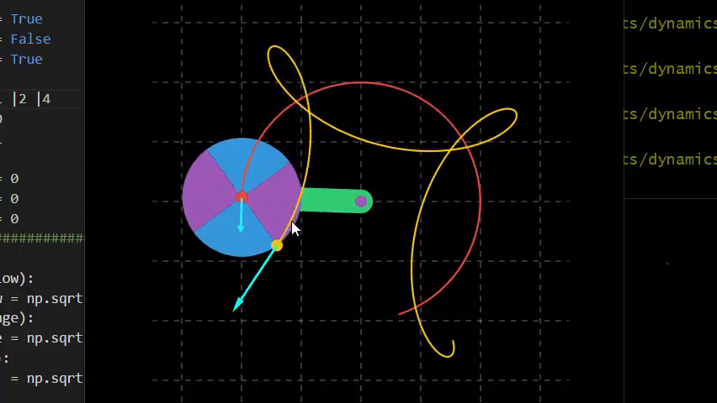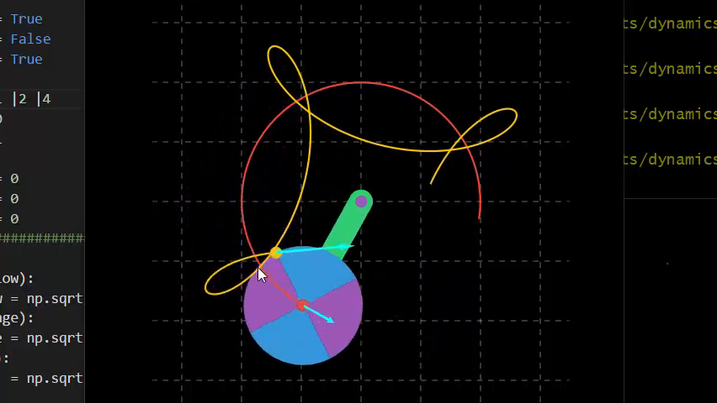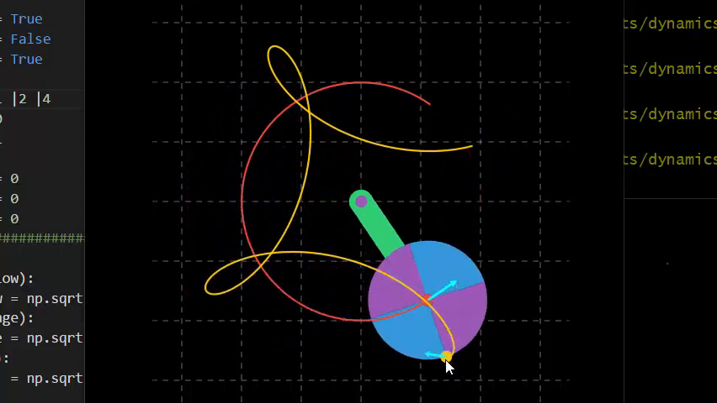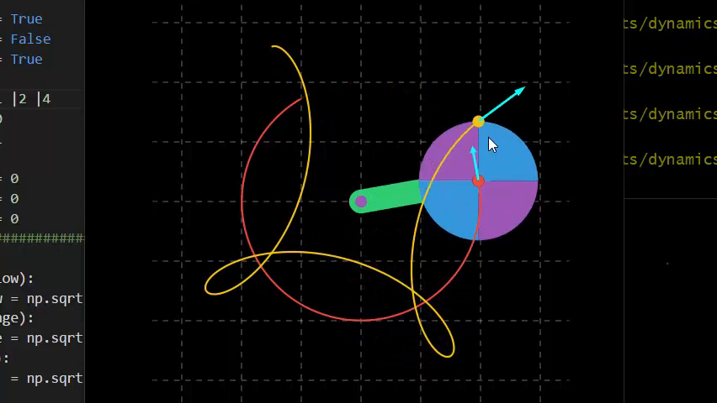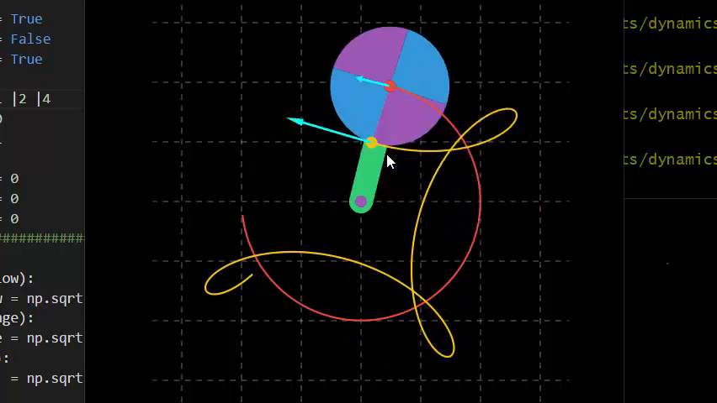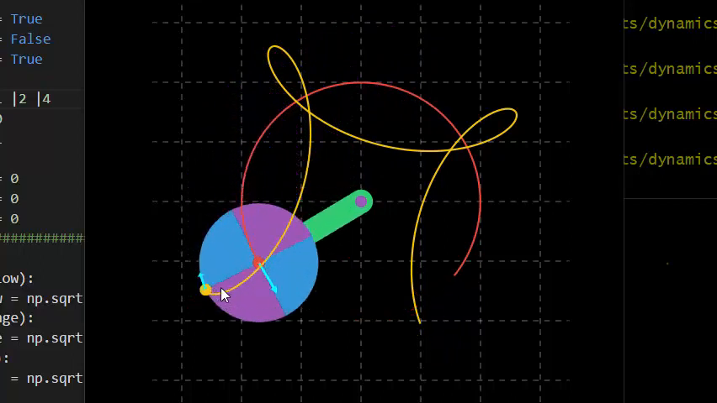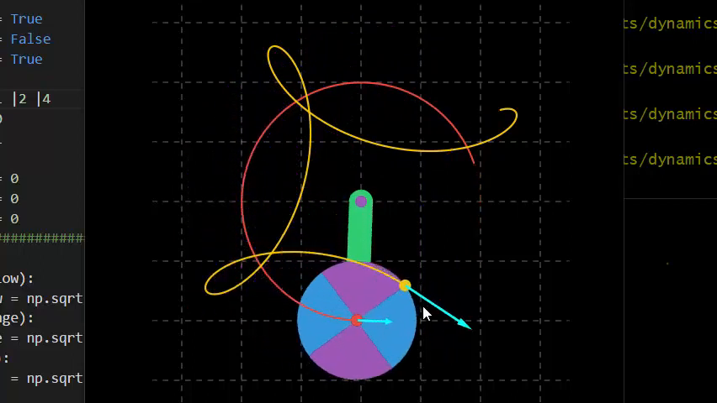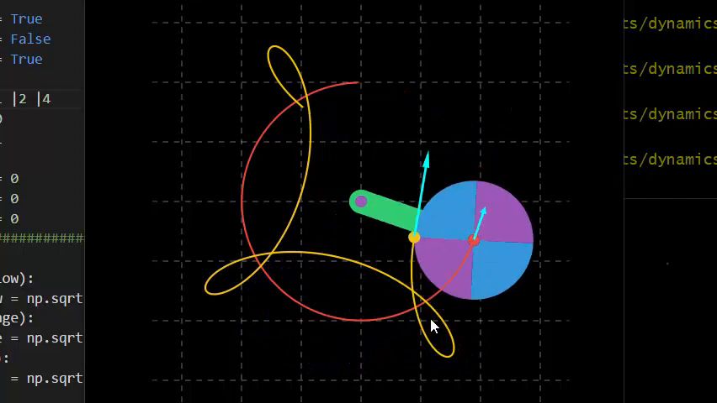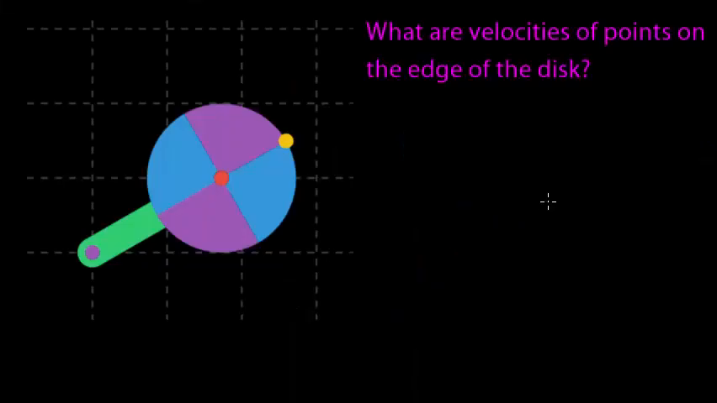Isn't that cool? I told you at the beginning of the semester, right? Velocity is always tangent to the path. And there's the actual velocity vector. Now what I'd like to do is actually calculate this velocity vector and see what it is, see how big it is, and which direction it's pointed at various points along its trajectory. So that's what we're going to do next. So what I want to know are the velocities of points on the edge of the disk. So I've already seen that point right there, but this point can be anywhere on the edge of the disk.